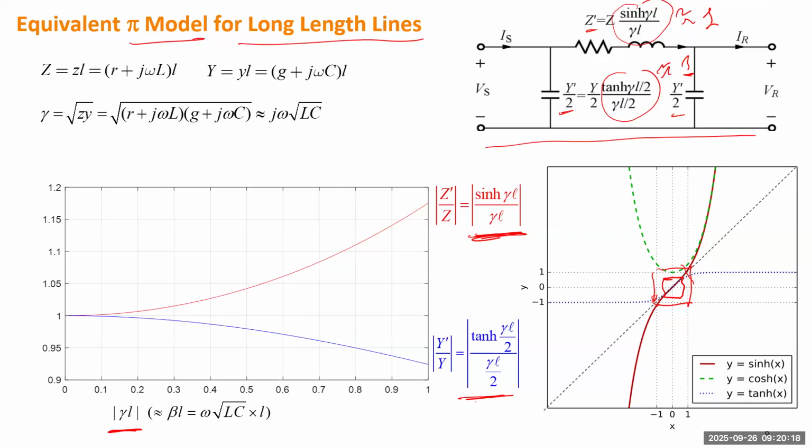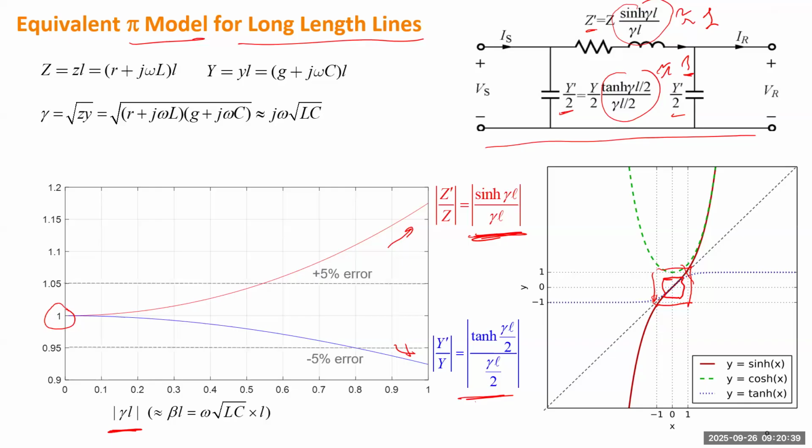Okay, so you see, they start from 1 when gamma L is equal to 0. L is the distance of the line, so 0 means the line has zero length. When it's 0, it starts from 1. But when the line becomes longer, it will deviate from 1.